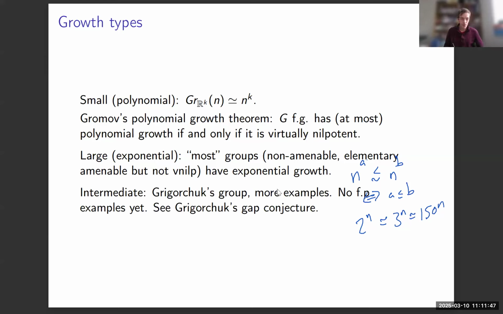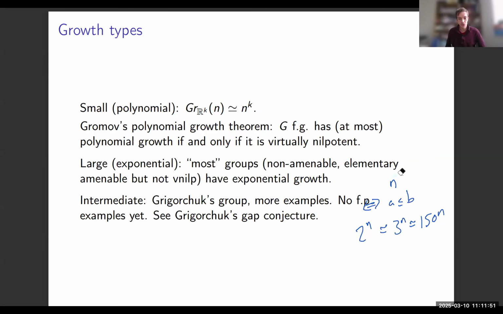And then intermediate growth, it's another fascinating class of things that are going on. So for intermediate growth, we have the famous first example being Grigorchuk's group acting on a rooted tree. And of course, plenty more examples. And as far as I'm aware, there are no finitely presented examples yet.